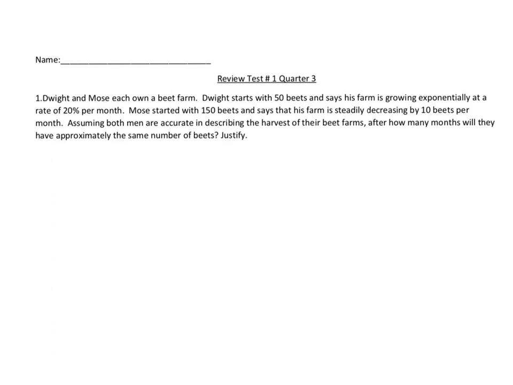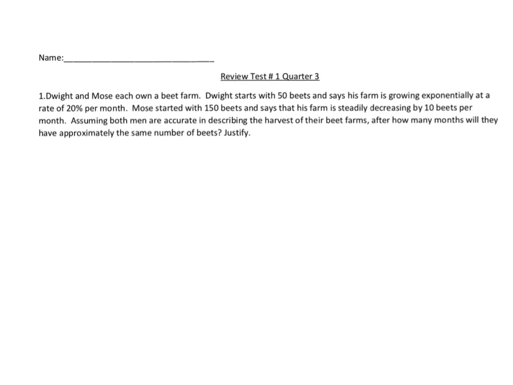Okay, so I'm going to do the review sheet for your first test of the third quarter. The first question says, Dwight and Mose each own a beet farm. Dwight starts with 50 beets and says his farm is growing exponentially. So he starts with 50 beets and his farm is growing exponentially at a rate of 20% per month.